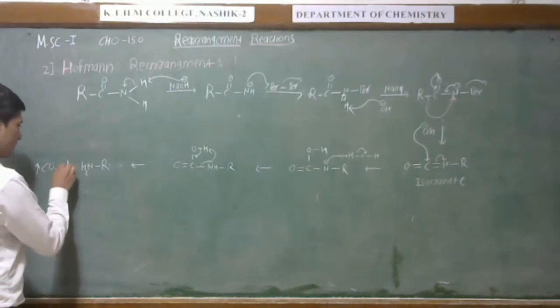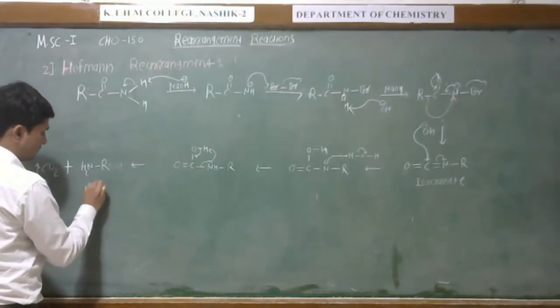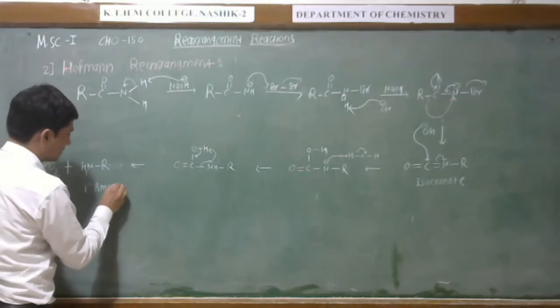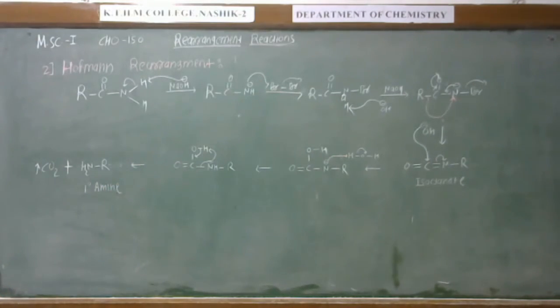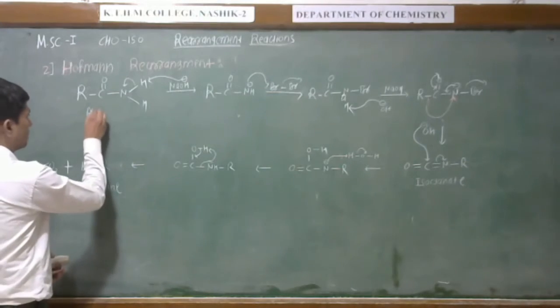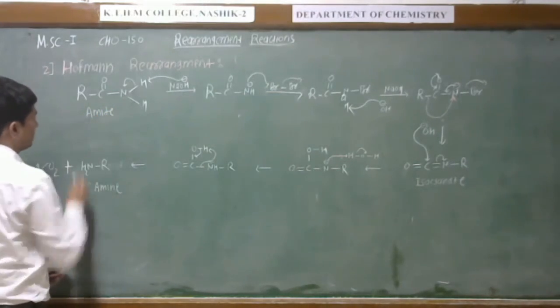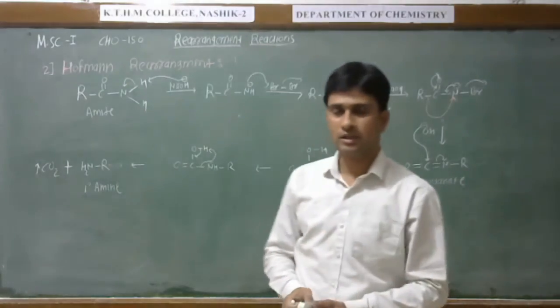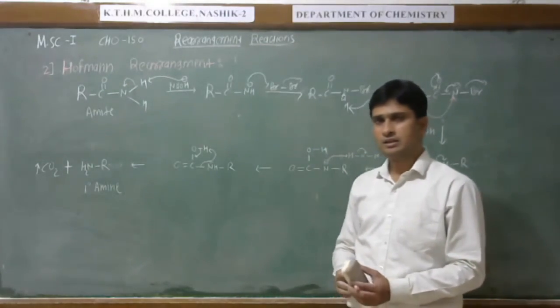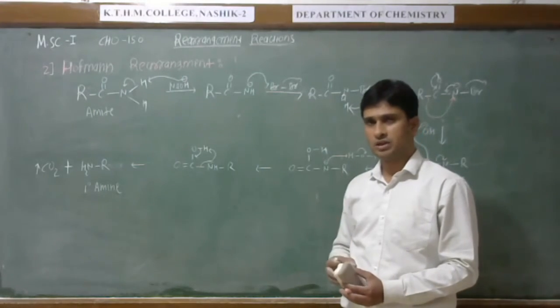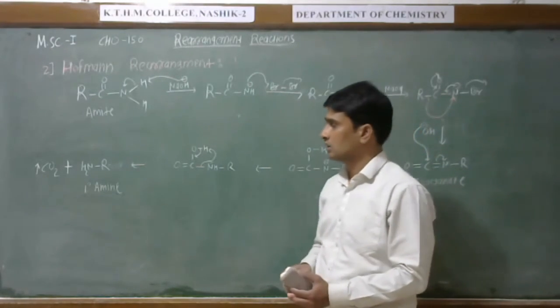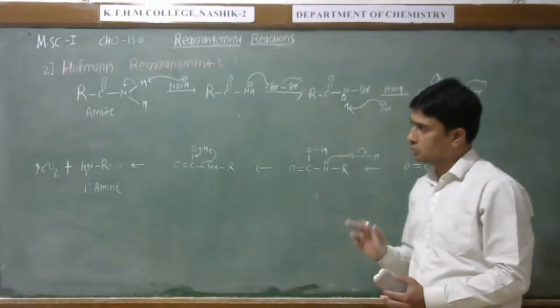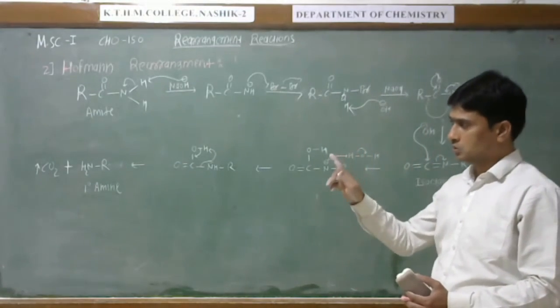So this is the primary amine. In Hoffmann rearrangement, we convert amide to the primary amine. Then in this reaction, we have to keep in mind, we have to remember one thing: we convert here only amide to amine.